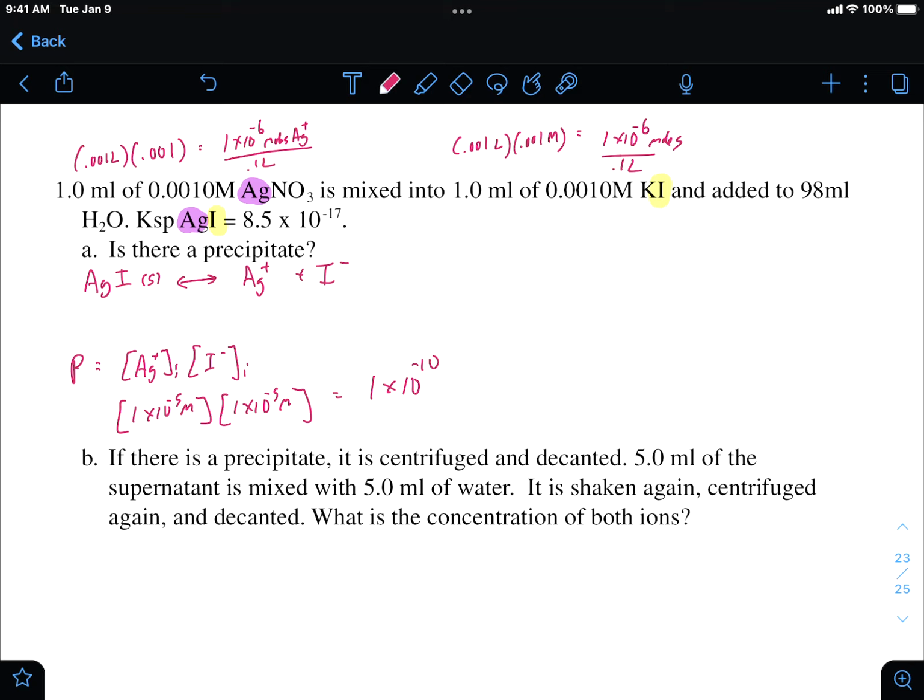So compare that to K. That is far greater than the KSP value of 8.5 times 10 to the negative 17th. Too much, P is larger, too much product, this reaction is going to go in reverse. We will see a precipitate form.